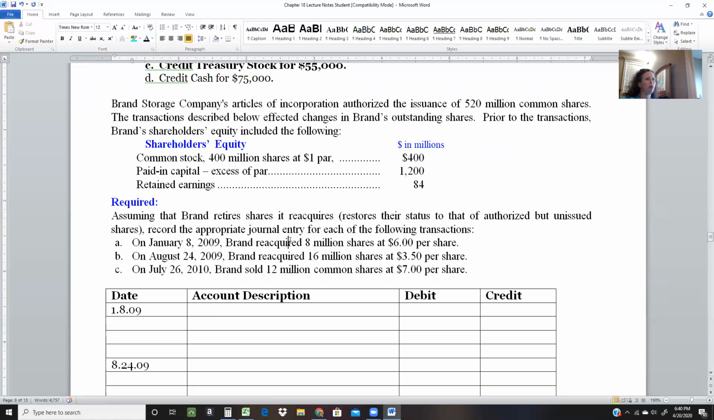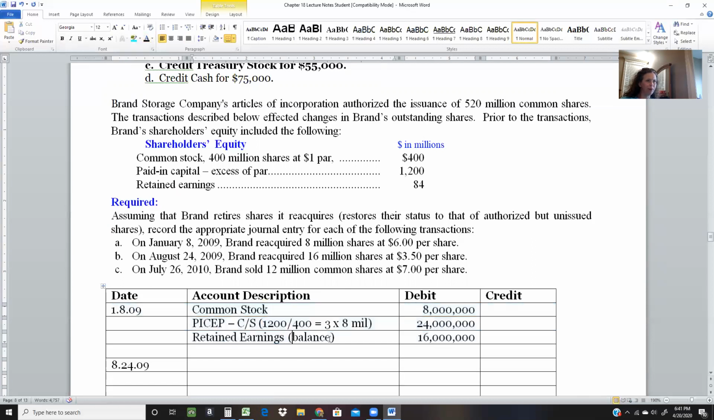On January 8, we reacquired 8 million shares at $6 per share. So that means that we're going to pay 48 million. And we have to remove the shares. So I'm going to debit my common stock account for the par value, and then we'll use the PICEP as a reduction. So let me just delete this.